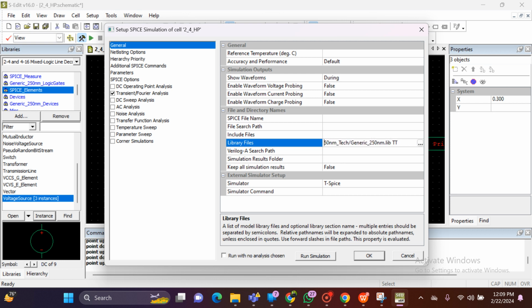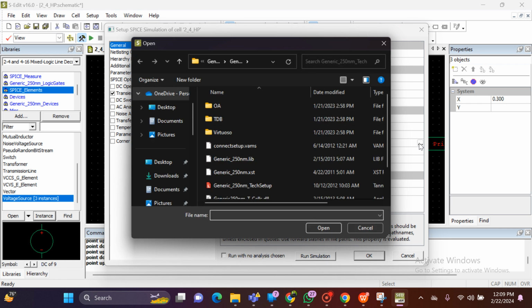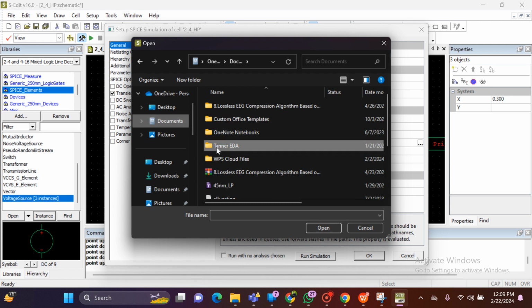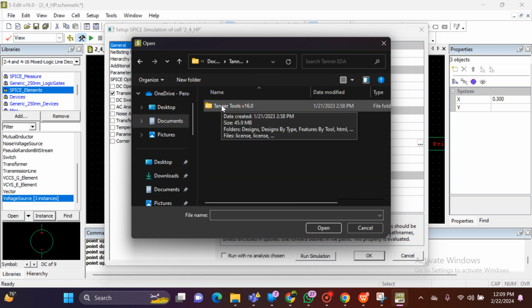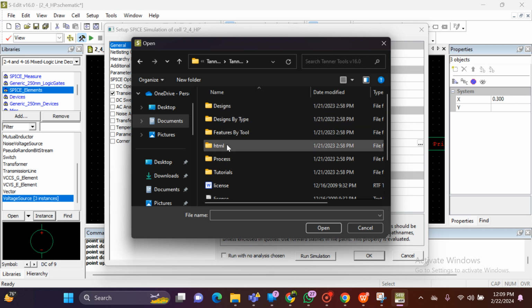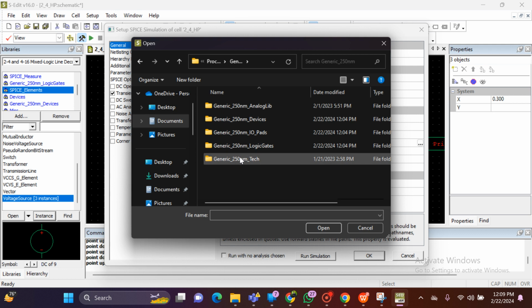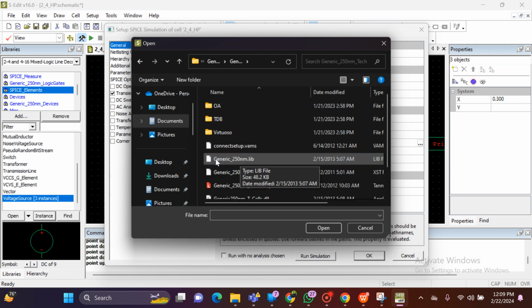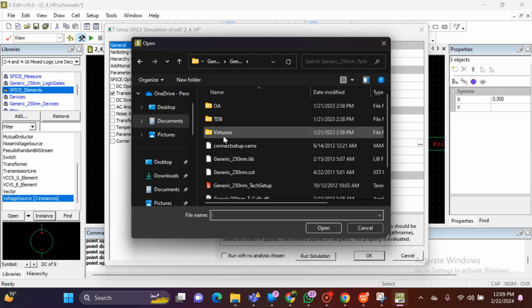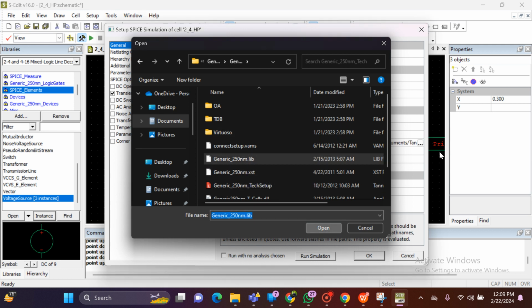Okay, so you need to delete from here. Now there is an option called browse option here. If your software is installed in this PC, you need to go to Documents. In that you can find Tanner EDA. In that again you need to go inside Tanner tools. In that, Process, then generic 250, then generic 250 tech. In that, the generic 250 nm.lib library file is available here. Okay, so you need to take from here.